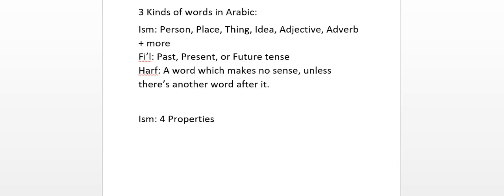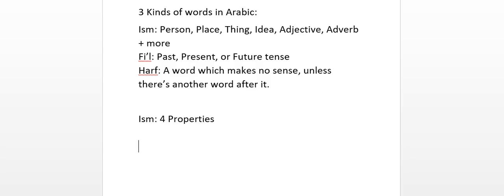So in the previous video I mentioned the three kinds of words in Arabic: the ism, fi'l and harf. Hopefully by this time you have memorized the list by heart, inshallah. Okay, so the first type of word we learn is the ism. And we said about the ism that it has four properties.